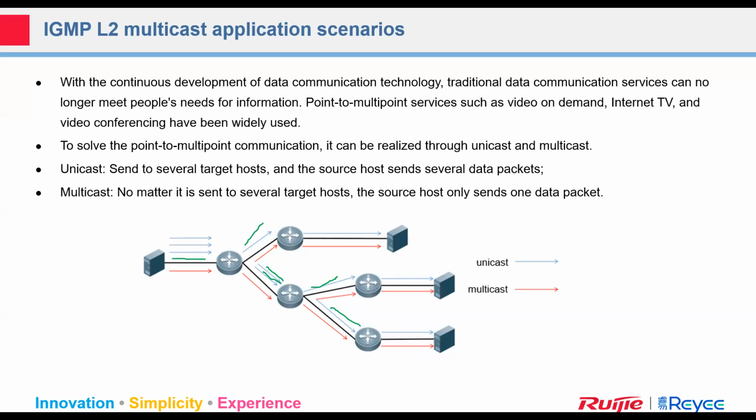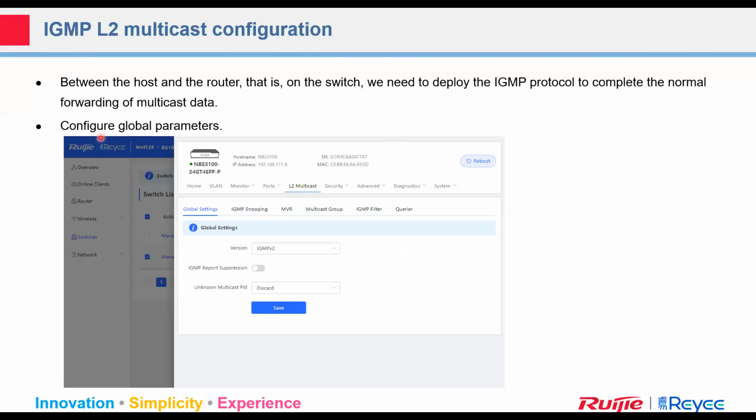But for multicast, no matter how many hosts, the source is only sending 1 packet. So with multicast, 1 packet will be duplicated throughout the network until it reaches the destination. How do we do this? Between the host and router, we need to deploy the IGMP protocol to complete the normal forwarding.